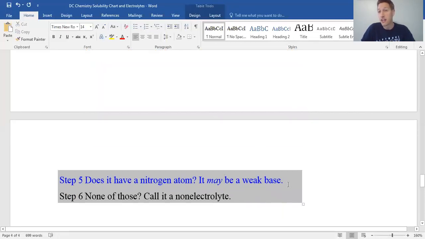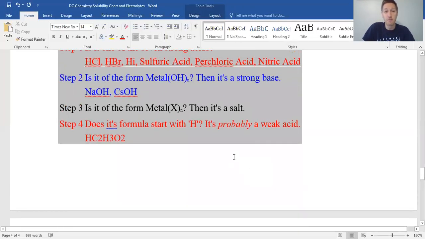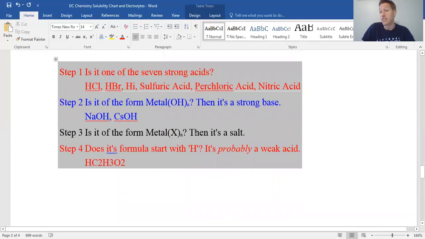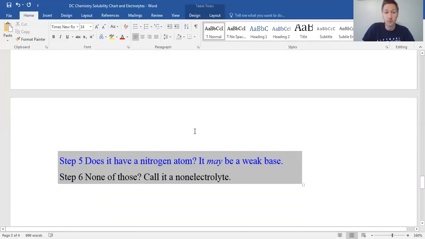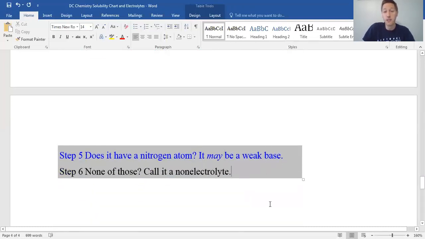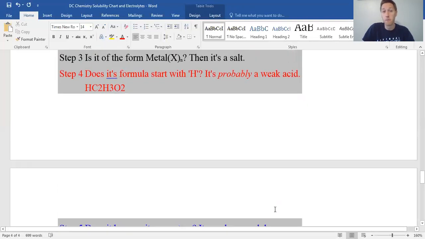If it has a nitrogen with hydrogens on it, it might be a weak base. But as far as this class goes, you can just assume if it's not a strong base and I tell you it's a base, it's a weak base. And if it doesn't fit any of those criteria, we're going to make it a non-electrolyte.